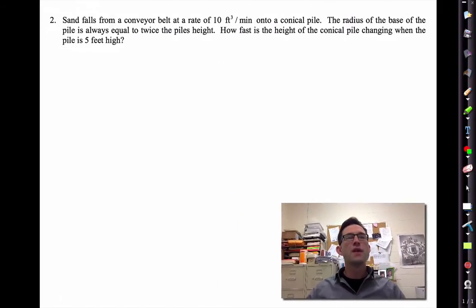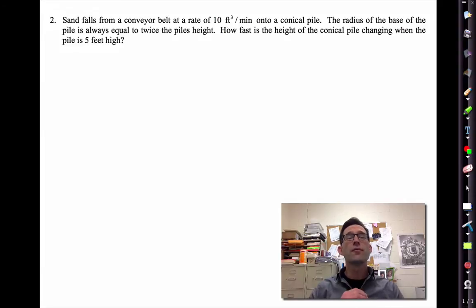Next problem. Sand falls from a conveyor belt at a rate of 10 cubic feet per minute onto a conical pile. Right, conical pile means a pile in the shape of a cone. The radius of the base of the pile is always equal to twice the pile's height. How fast is the height of the conical pile changing when the pile is 5 feet high?